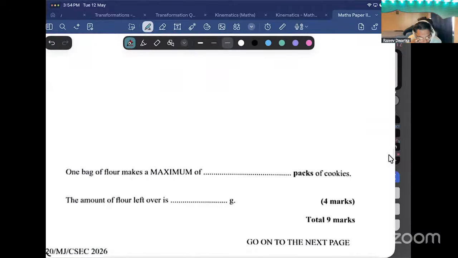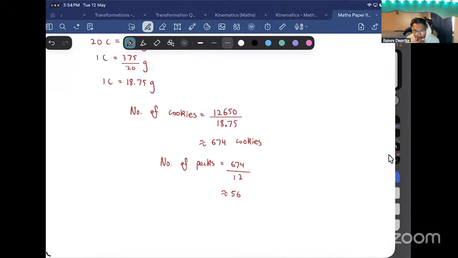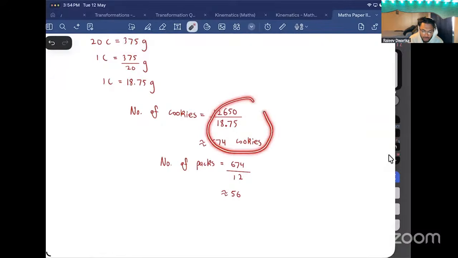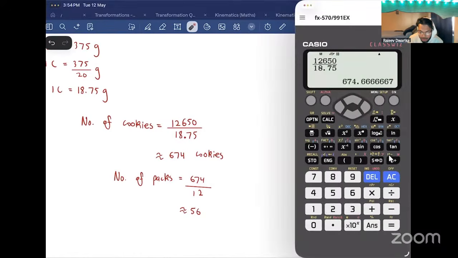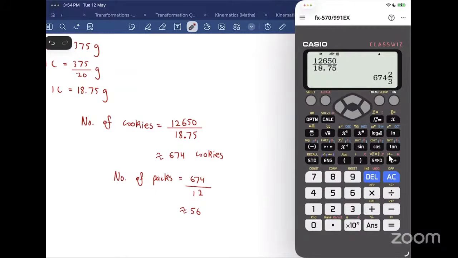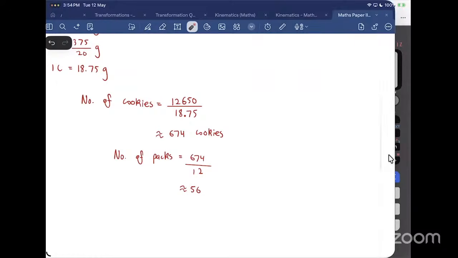Right, so one bag of flour makes a maximum of 56 packs of cookies. The amount of flour left over is how many grams? Here, guys, we didn't get an exact number. It was actually 674.67, which is really 674 and 2/3. So that's the packs? The packs is 56. I don't think that's correct.